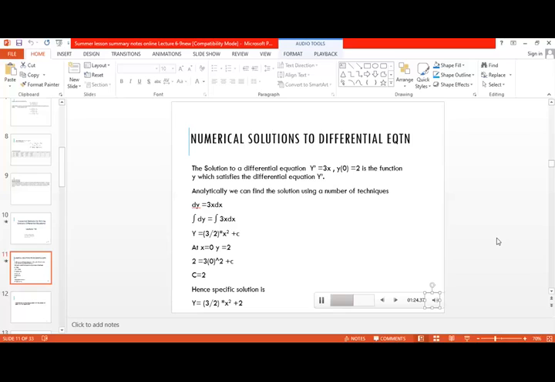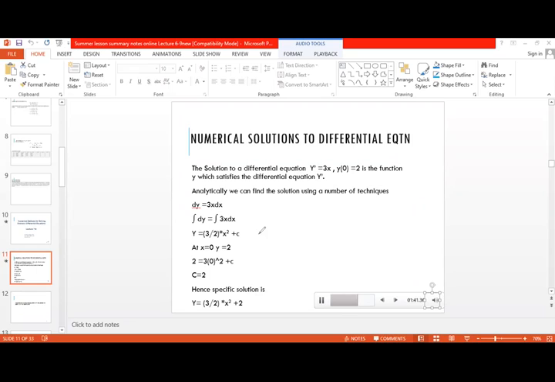Okay, then we find the integral of both sides. That will be the integral of dy is equal to the integral of 3x dx, which will give us y on the left side is equal to 3 over 2 x squared plus c, the constant of integration. So that gives us the general equation, or the general solution.